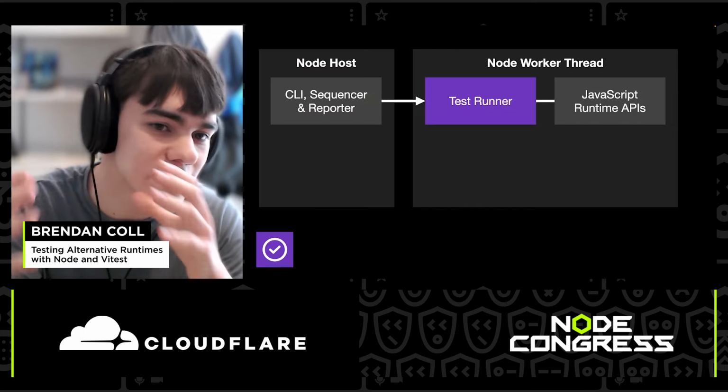If we want to run tests inside workers, we need access to workers runtime APIs defined in our Workerd runtime. There's a slight problem here though, in that we can't really reference JavaScript classes across a process boundary.